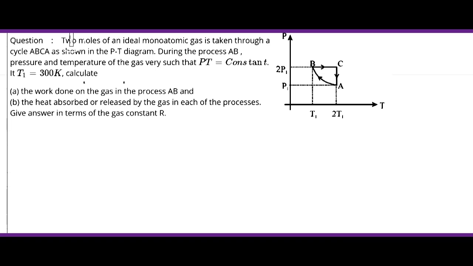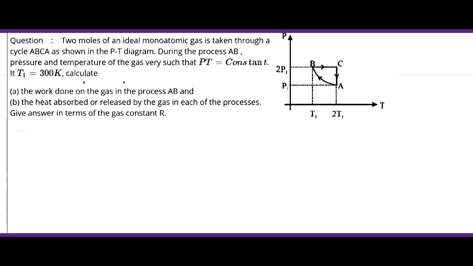The question is: 2 moles of an ideal monoatomic gas is taken through a cycle ABCA as shown in the PT diagram. During the process AB, pressure and temperature of the gas vary such that PT is equal to constant, and T1 is equal to 300 Kelvin. Calculate, first part, the work done on the gas in the process AB. Second part, the heat absorbed or released by the gas in each of the processes. Give the answer in terms of the gas constant R.